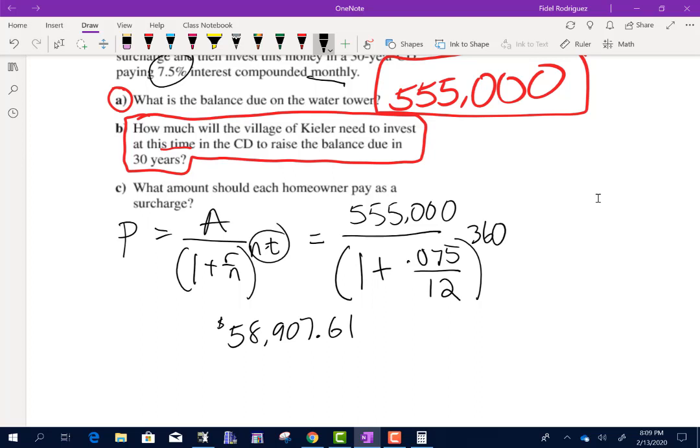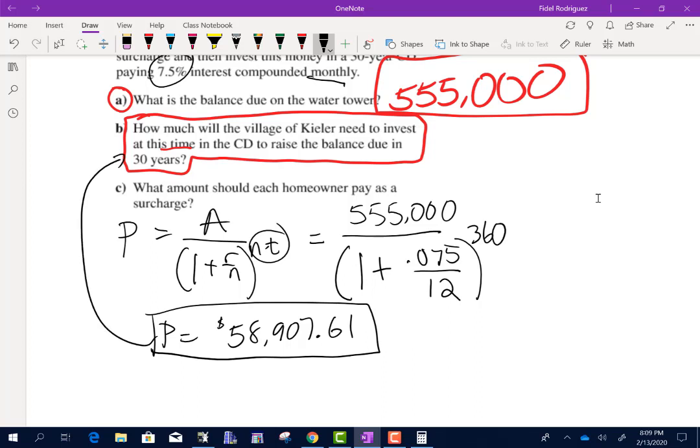$58,907.61. Okay. This is the amount of money that we need today. Remember what I said earlier, the present value is always going to be smaller than the amount of money that we want to end up with. So look, if we have $58,907.61, in 30 years, we're going to have $555,000, right? It's a lot more money. Okay, there's our answer for part B.